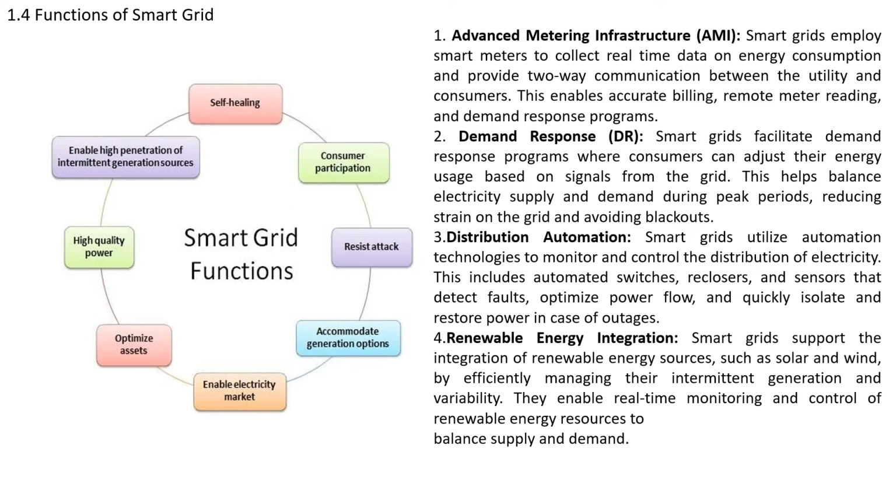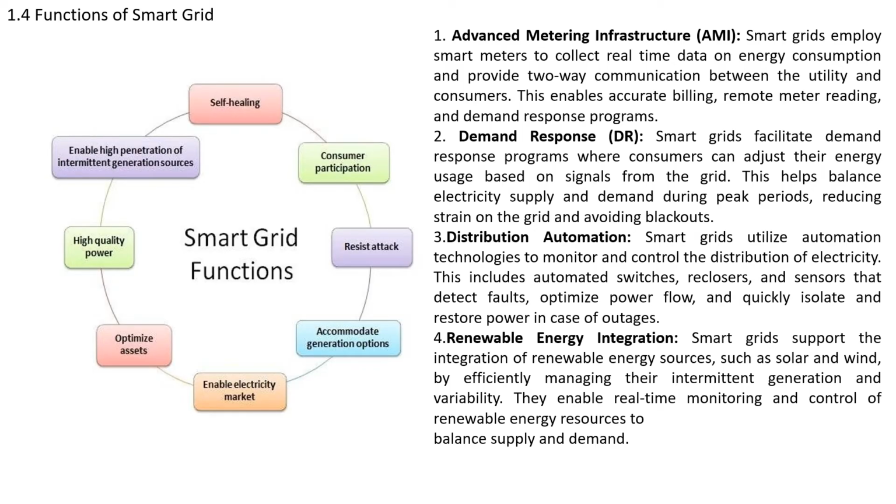So demand response. Smart grid facilitates demand response programs where consumers can adjust their energy usage based on signals from the grid. So this helps balance electricity supply and demand during peak periods, reducing strain on the grid and avoiding blackouts. And another function of smart grid is distribution automation.